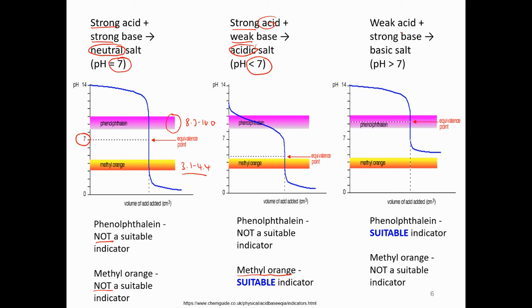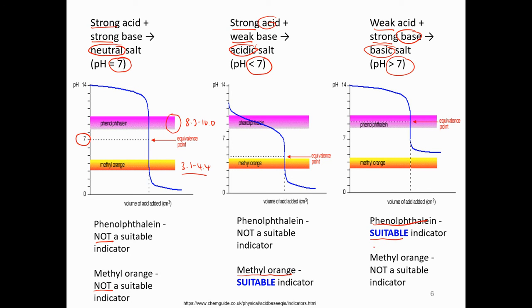Now the next one is weak acid and strong base. We will get a basic salt where the pH is larger than 7. Let's look at this now. Just now we said that phenolphthalein is 8.3 until 10, so it's more than 7. So between methyl orange and phenolphthalein, we will choose phenolphthalein as the suitable indicator.